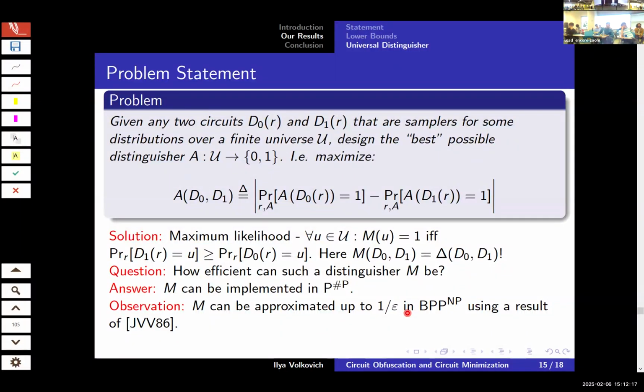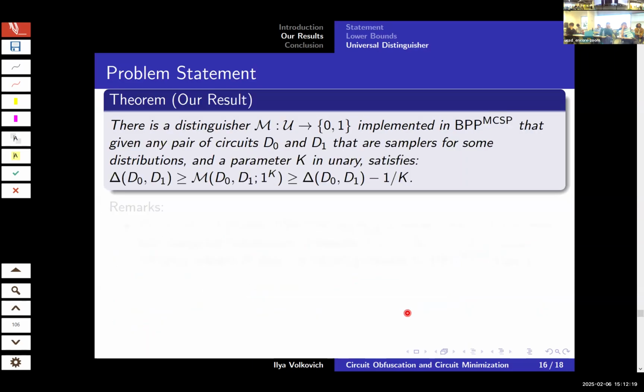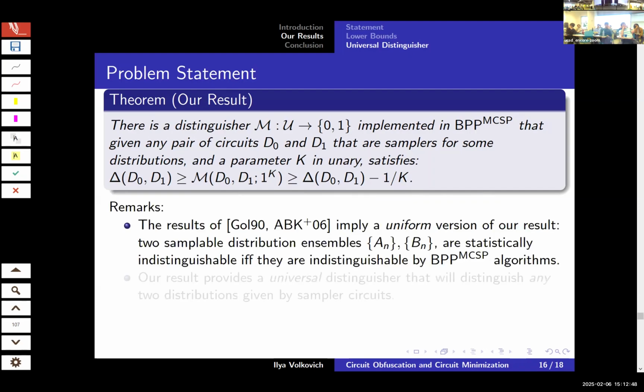So one of the main contributions that we achieve is we show how to essentially do it in BPP to the MCSP. So instead of NP here, we get an MCSP, so that's essentially what we get. We get a distinguisher that has the following guarantee. It gives you distance, but you cannot do better than statistical, of course, but the most important thing is that you're not doing too much off, you're doing closer to that.